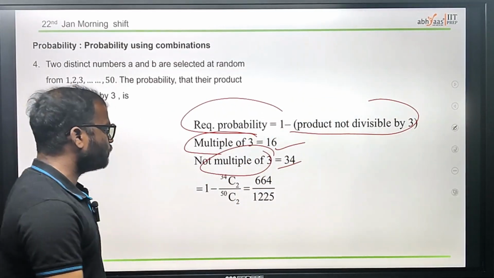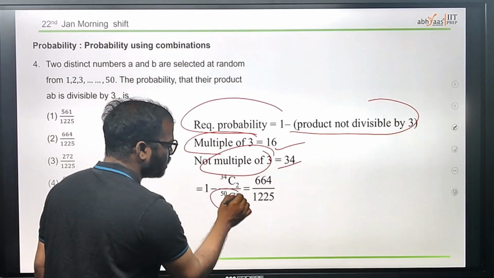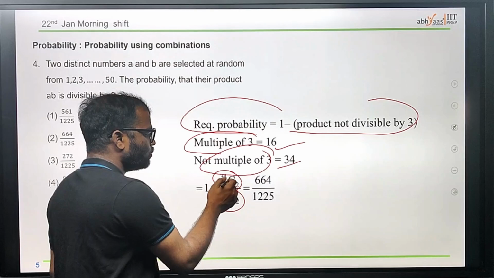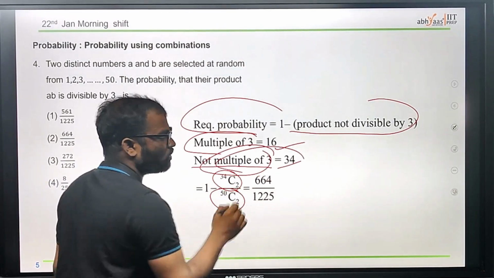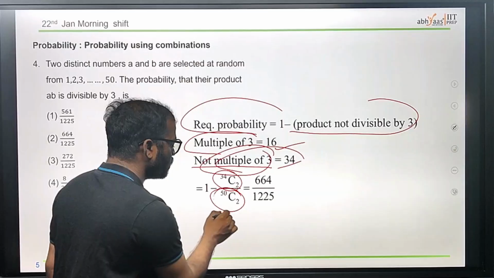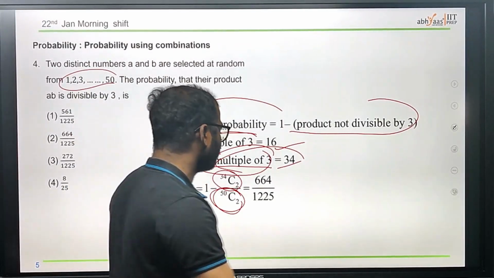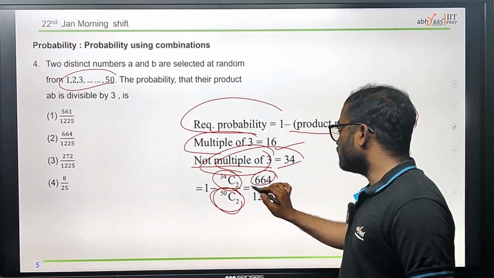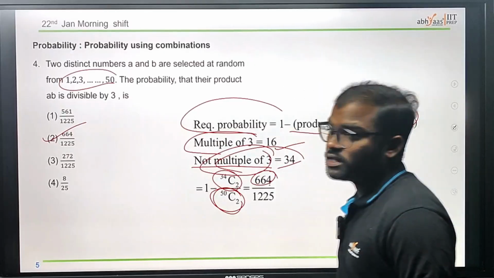Therefore, it is 1 minus the number of favorable outcomes over the total number of outcomes. Choosing 2 from the non-multiples of 3 gives 34C2 ways, and the total from all 50 numbers is 50C2 ways. If we calculate this, we will get 664 by 1225. That will be option 2, our answer.